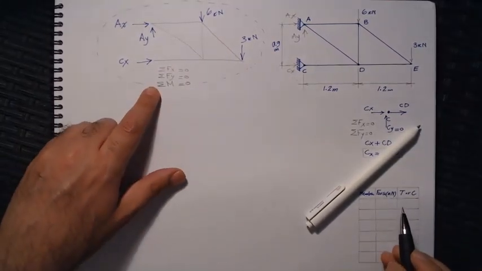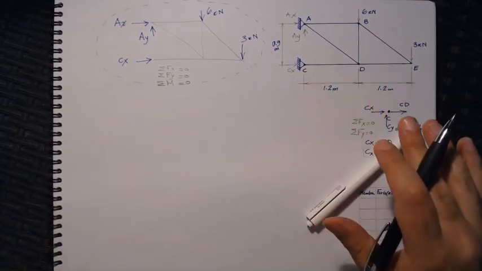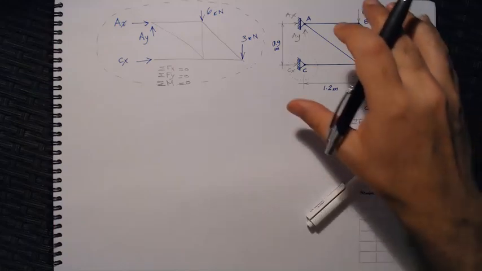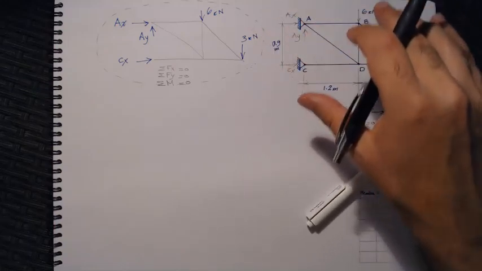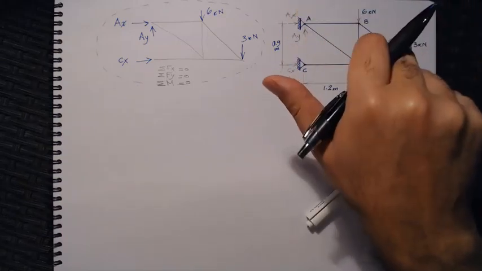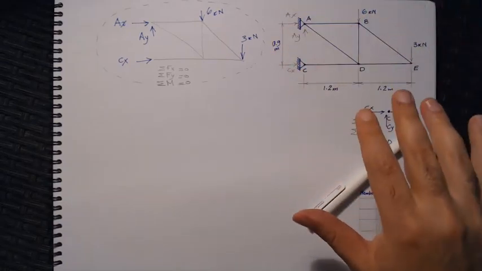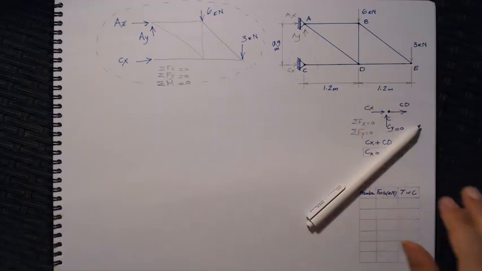The reason why these equations are true is because this truss is in equilibrium and it's stable. It's not going to move in X, it's not going to move in Y, and it's not going to twist. It's not going to rotate about any point. It cannot rotate about any point because it's stable. It's not going to rotate.